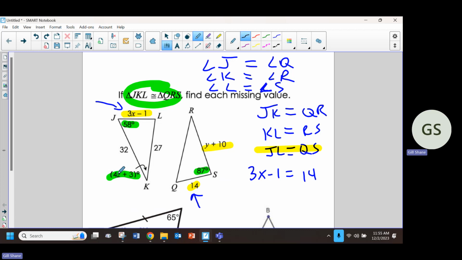I know if I want to solve for z, 4z plus 3 is angle K. So I come up here. Well, what is angle K equal to? Well, angle K looks like it's equal to angle R. So let me go to the other triangle.